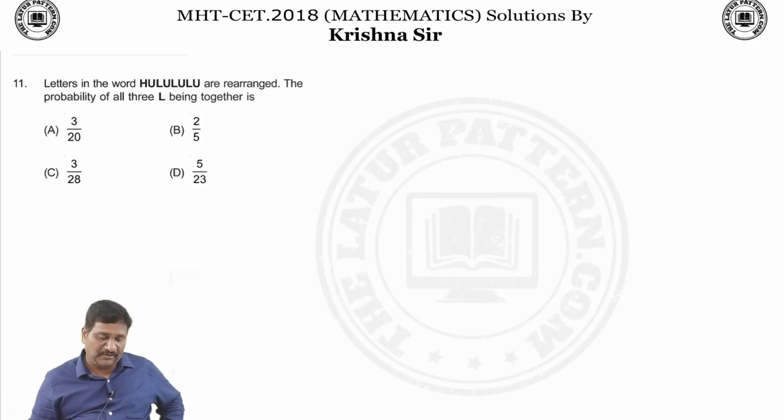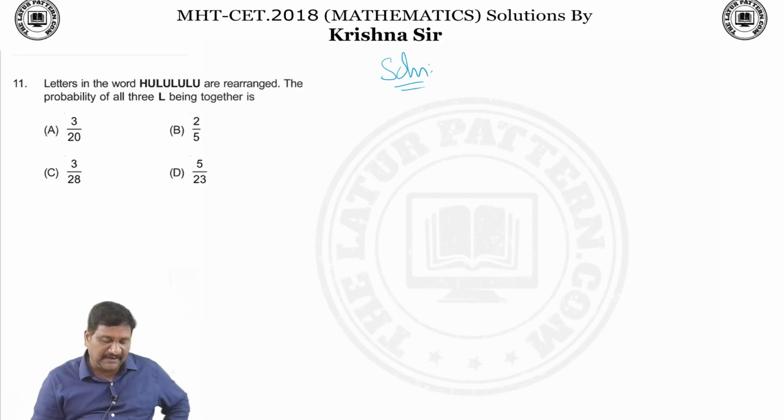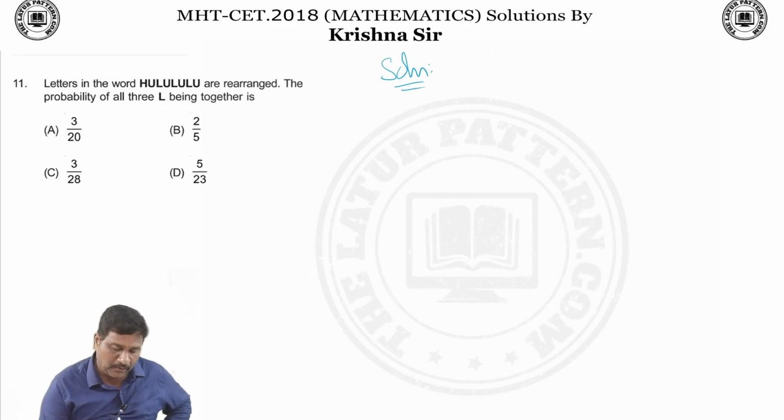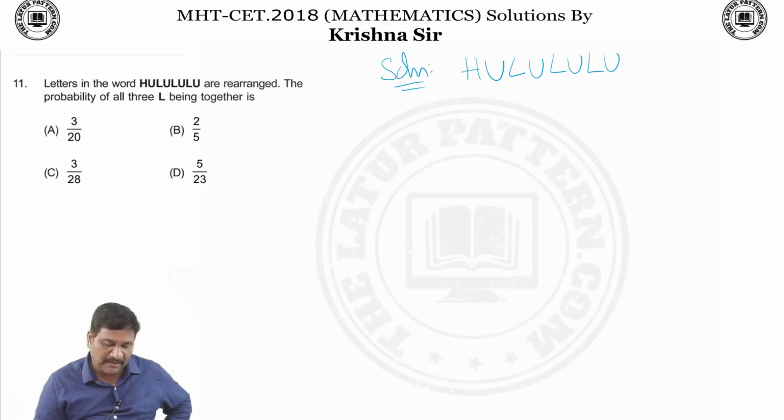Now the solution of question number 11. The letters in the word HULULULU are rearranged. The word is H U L U L U L U. Given: find the probability of all three L being together.